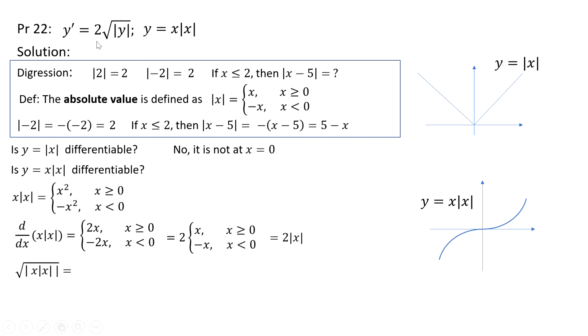We want to figure out what the square root of the absolute value of y is in this case. What is y? x times the absolute value of x. I wish I could draw bigger bars for the outer one, but you're supposed to look at this as the absolute value of what? The inside stuff is x times the absolute value of x. What's the square root of this?